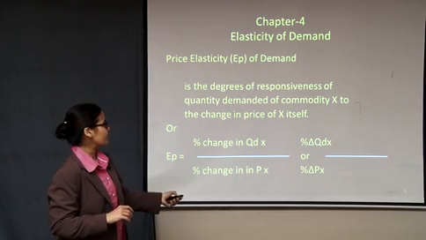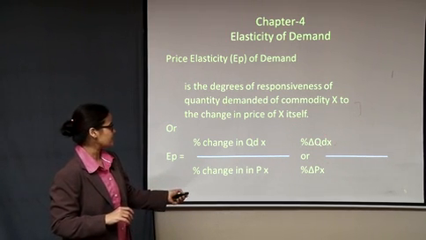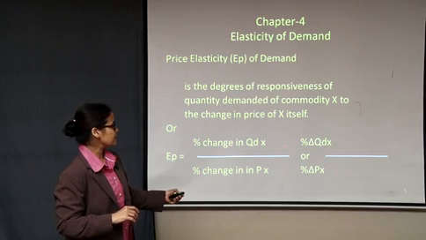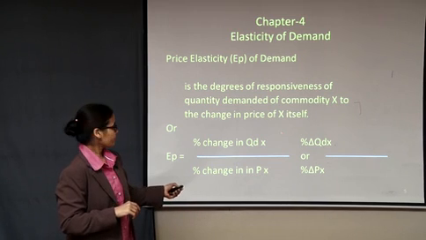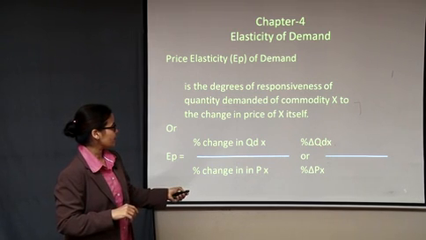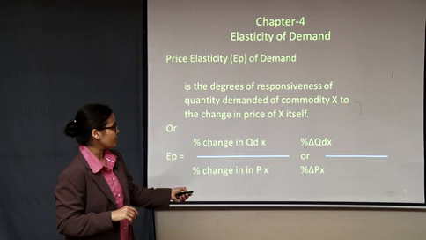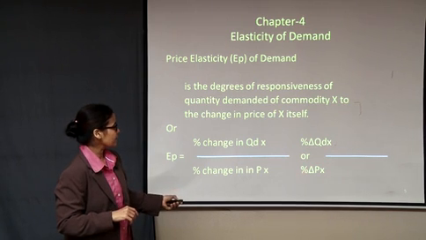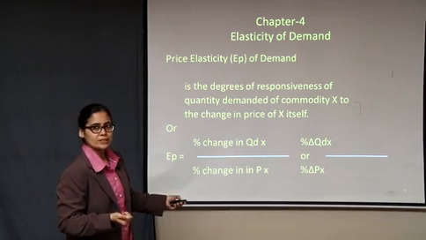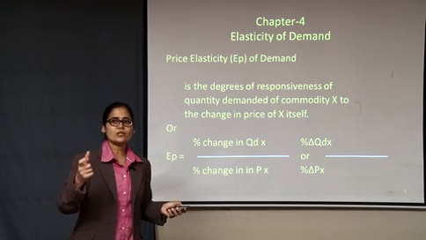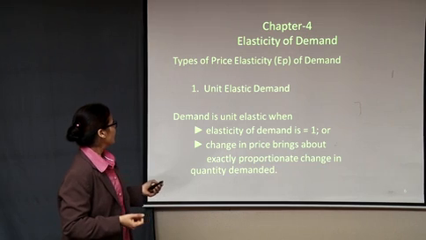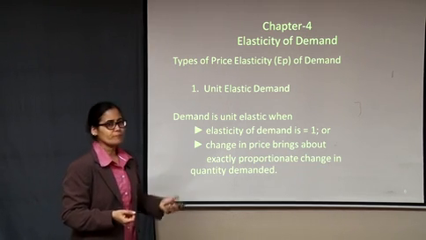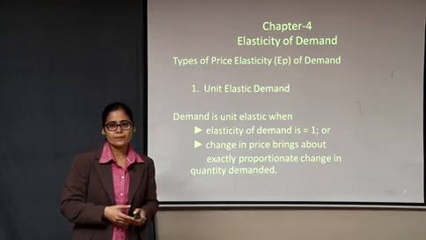The same formula can be further written in symbols like this. The triangle stands for delta. So percentage delta Qx, quantity demanded of X, upon percentage delta, which is change, Px. So delta Qx upon delta Px. Now, there are different types of price elasticity of demand.